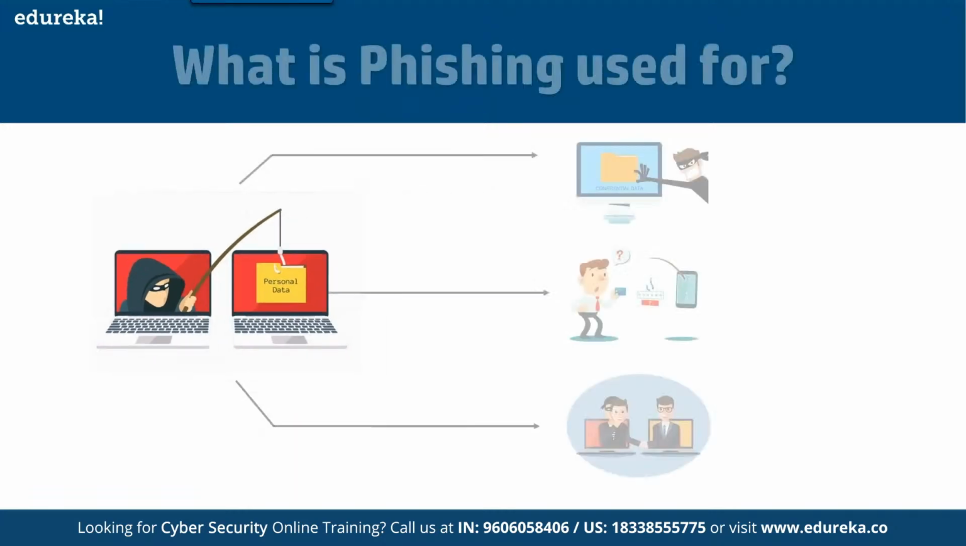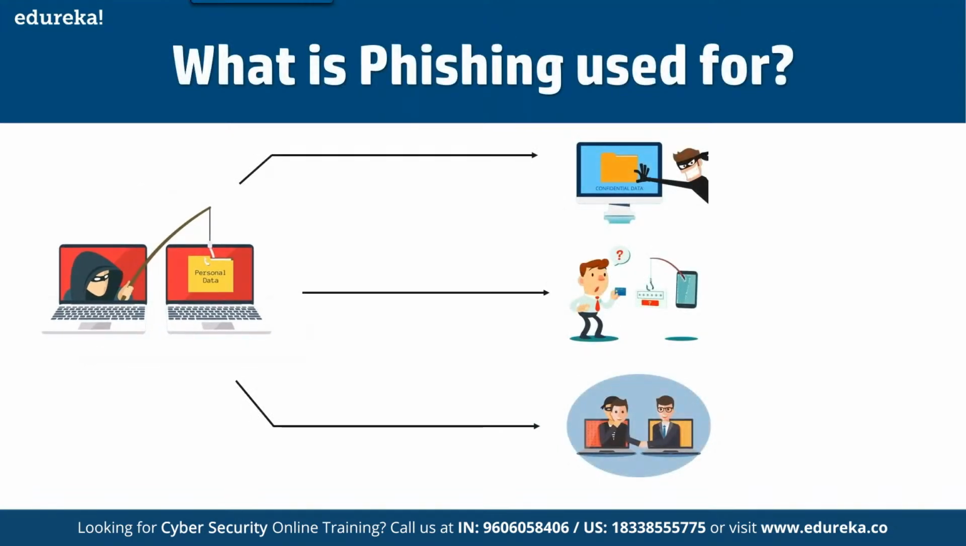So what exactly is phishing used for? It's used to steal your confidential data, to harvest your login credentials, and to impersonate, which is basically spoofing as well, wherein someone behaves like someone else. Like in this case, you see this guy at the back end, the original guy, let's say, is Mr. Bob.